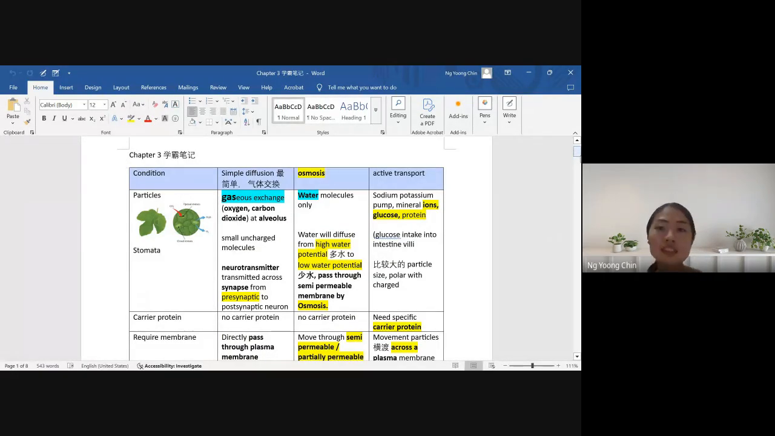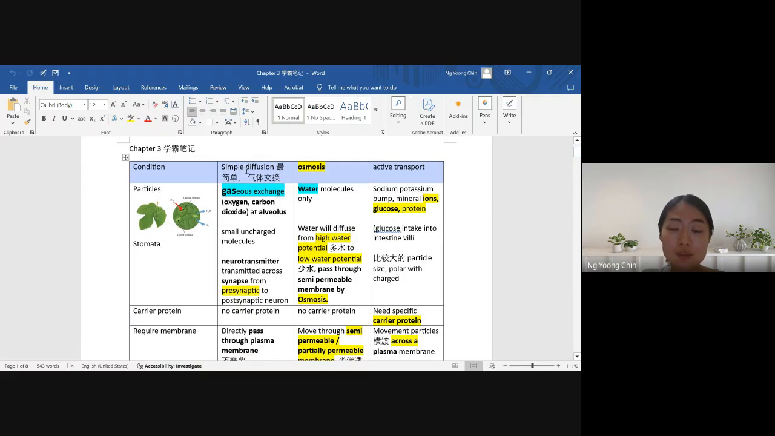Yeah. I think this note is very good for your understanding, because you learn about three types of transport, right? Which are simple diffusion, osmosis, and active transport. Okay, so simple diffusion is the simplest one because it only involves gaseous exchange. For example, oxygen and carbon dioxide in the alveolus, and simple diffusion is also found in the stomata, when the carbon dioxide is taken up into the stomata, right? It will enter the leaf and then perform photosynthesis.